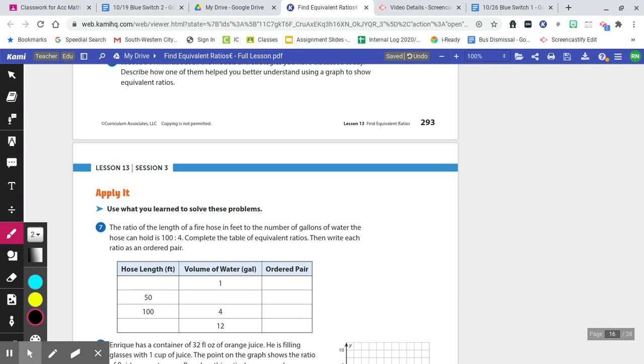And you are actually going to do this for homework for me. Let me double check here. You are going to do page 296 for homework for me. And let me make sure that's it.